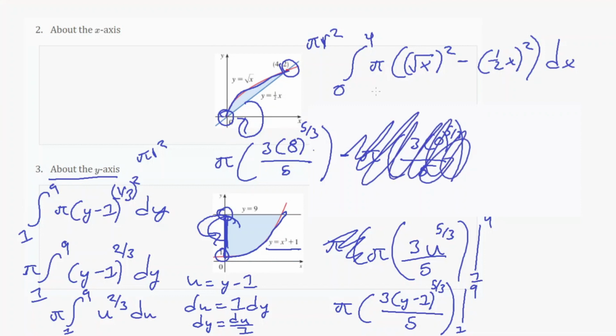Now we need to find out the answer of this. So 8 to the 5/3 power, if you plug it into a calculator, it's going to be 32. So 32 times 3 is going to be equal to 96 over 5. And we don't have to simplify the over 5, so our final answer is going to be 96 over 5 times pi.